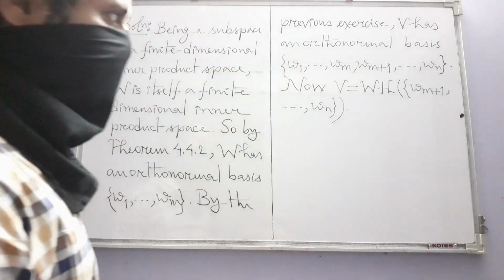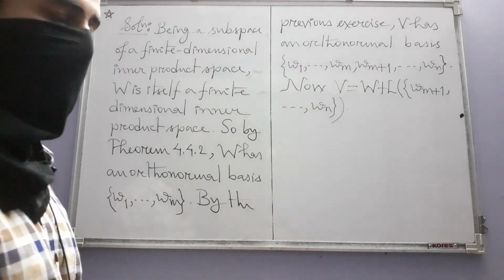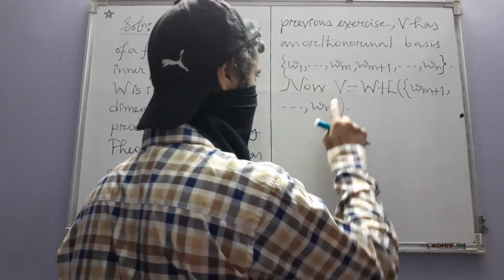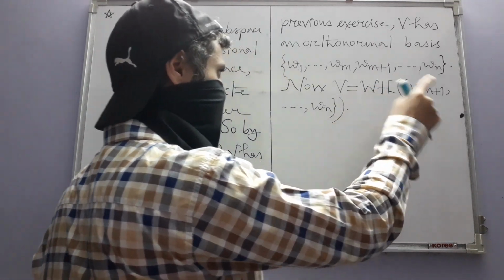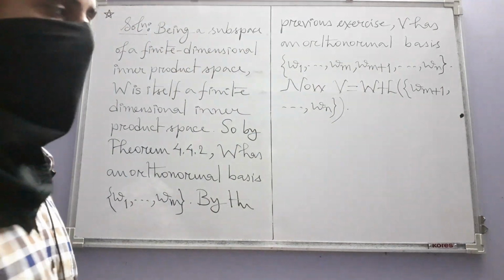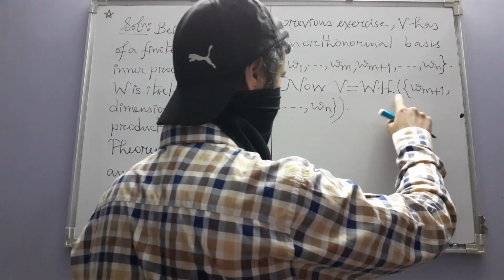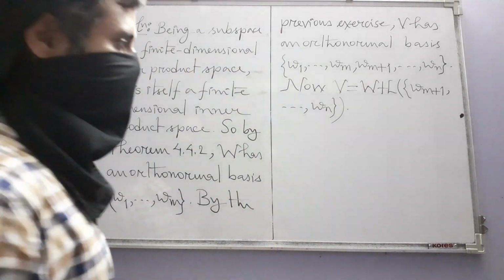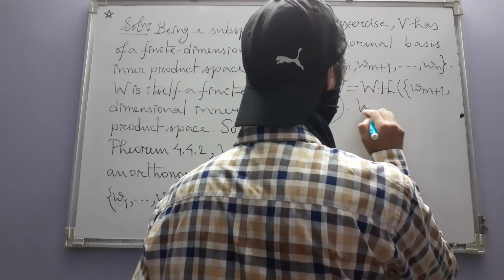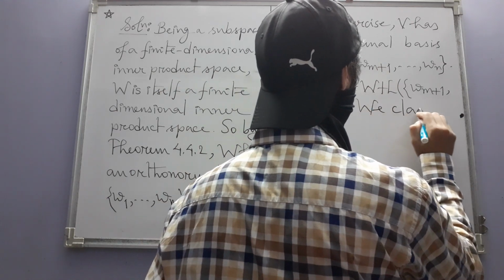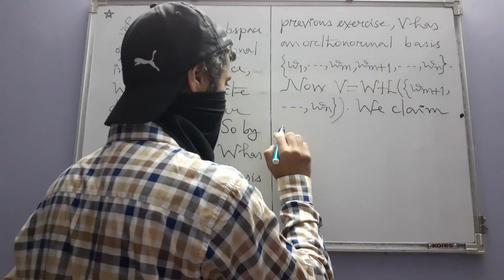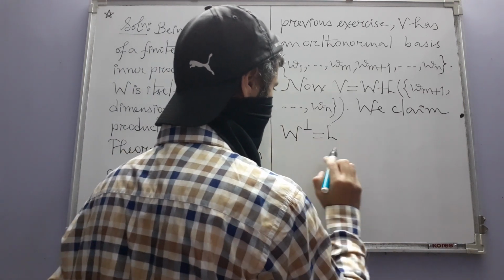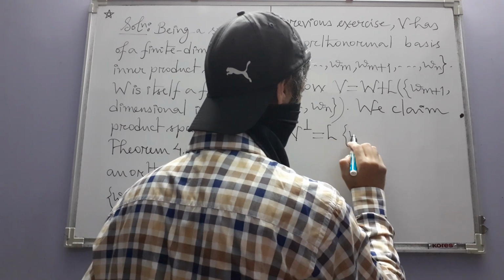Now, what is our original claim of the theorem that we are now trying to prove? The claim is that V is equal to W plus the orthogonal complement of W. So that means now we have to show that this L of this is actually equal to the orthogonal complement of W. So that's why we claim the orthogonal complement of W is the linear span of these remaining vectors.